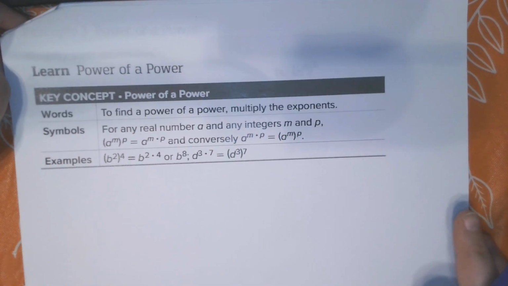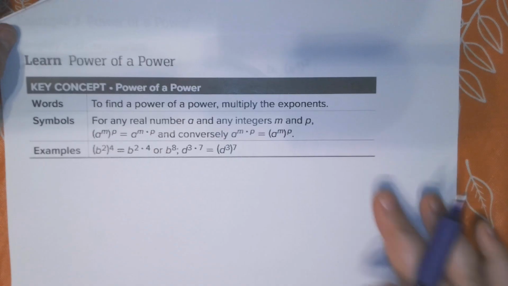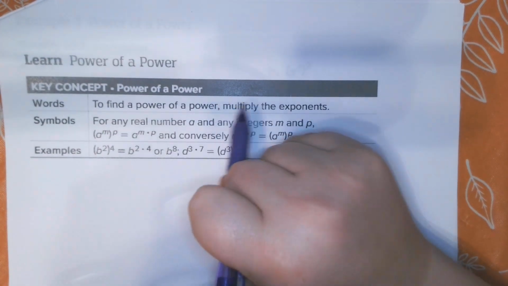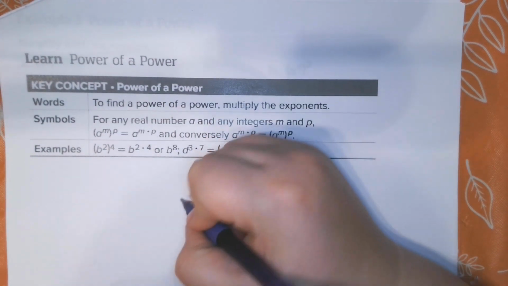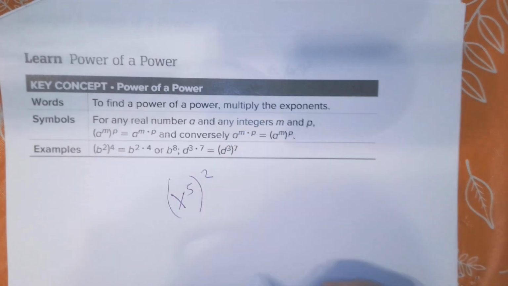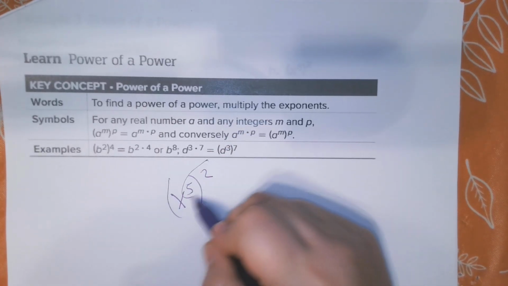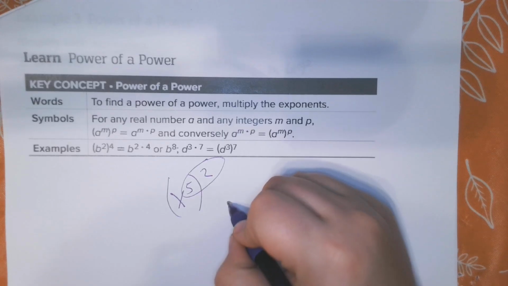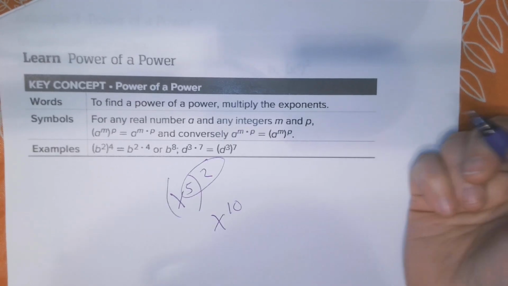Scientific notation is exponents, but power of a power. So to find the power of a power, multiply the exponents. So this is like if I had x to the 5th power to the 2nd power. Well, I'm going to multiply these. 5 times 2 is 10. So this is x to the 10th power.